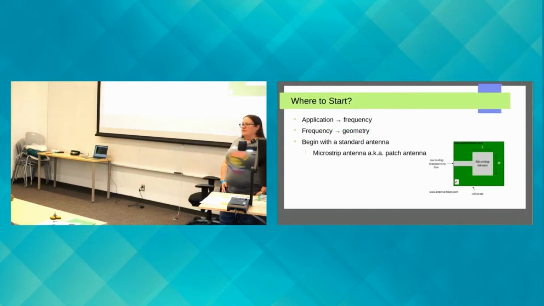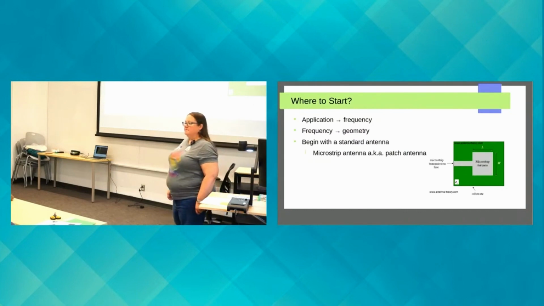What you want to think about if you're going to make an antenna is, first, what's your application? What are you using it for? Is it Wi-Fi? Is it a garage door opener? And that will tell you what frequency you need. The frequency will inform what the geometry, what size you need.